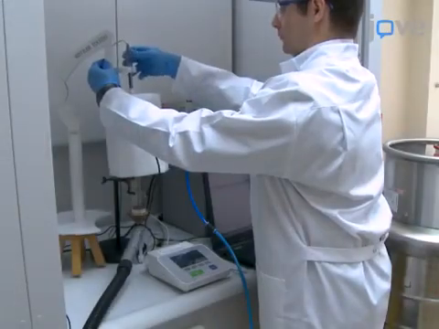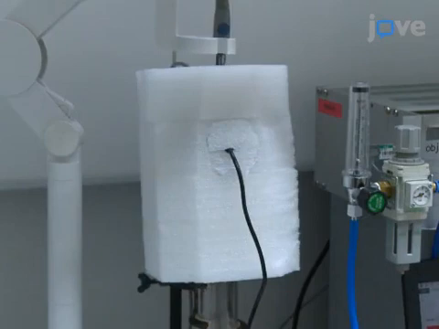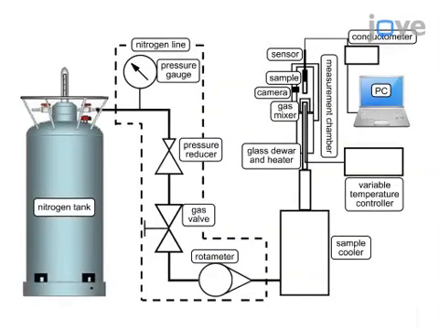For an experiment, set up the apparatus under a fume hood. Surround the sample and sensor with thermal insulation. A sense of the complete setup is provided by this schematic.